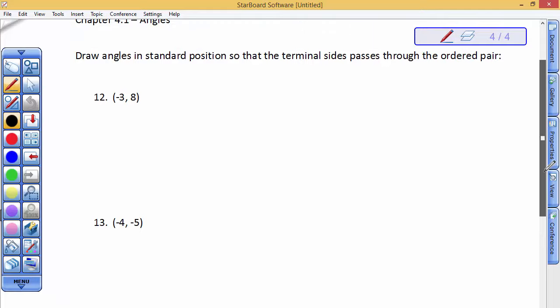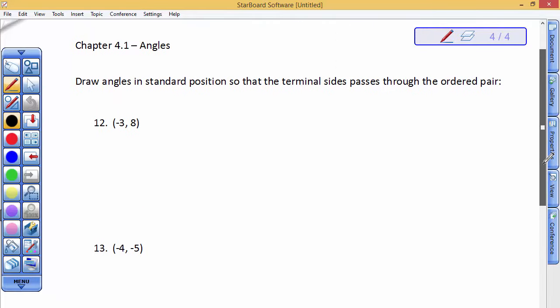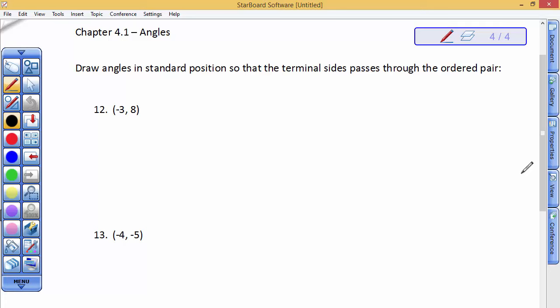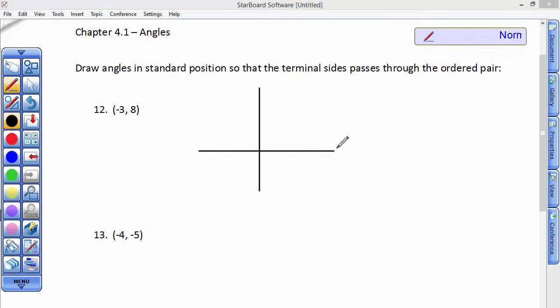Okay, another quick look at the last thing in Chapter 4, Section 1. So if I want to have you draw an angle in standard position so that the terminal side passes through this ordered pair, I really need you to start getting very familiar with where the quadrantal angles are, approximately what the size of the angle is.